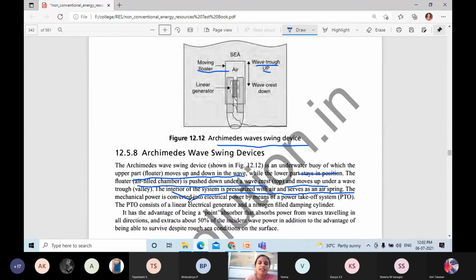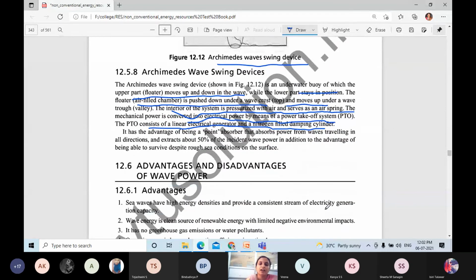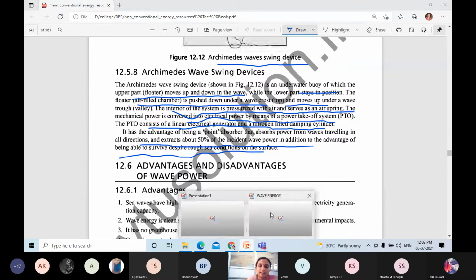The mechanical power is converted into electrical power by means of the power take-off system, that is, the PTO. The PTO consists of a linear electrical generator and a nitrogen-filled damping cylinder. It has the advantage of being a point absorber that absorbs power from waves traveling in all directions and extracts about 50% of the instant wave power, in addition to being able to survive despite rough sea conditions on the surface. If you see the figure, you will understand.